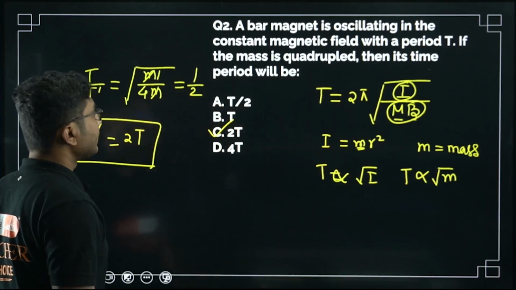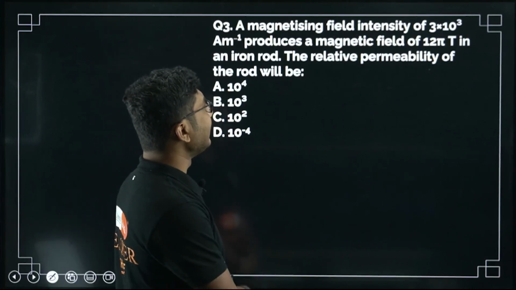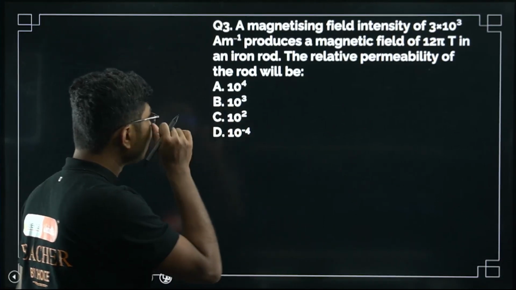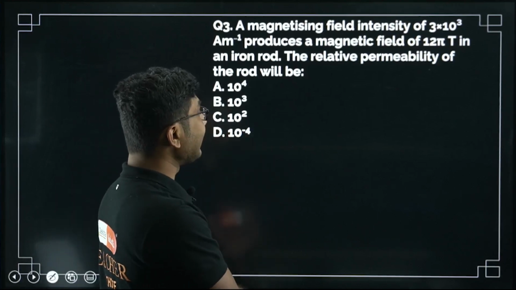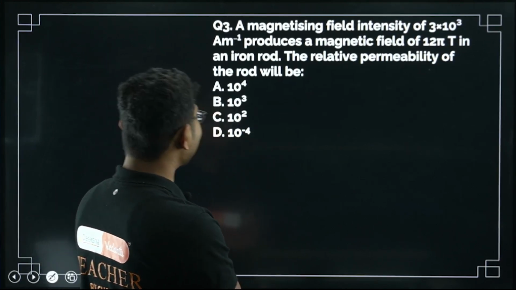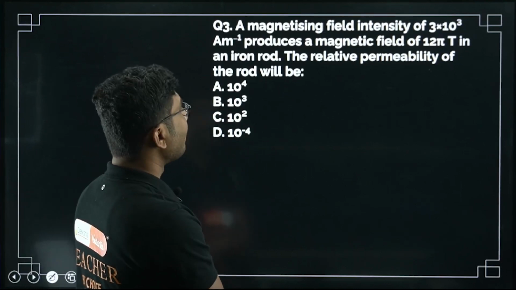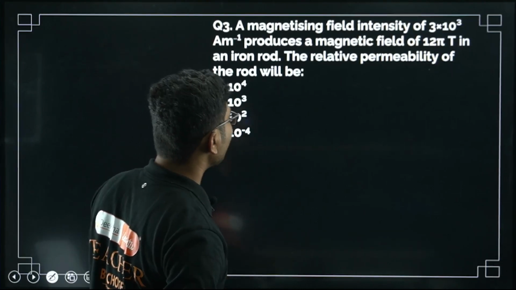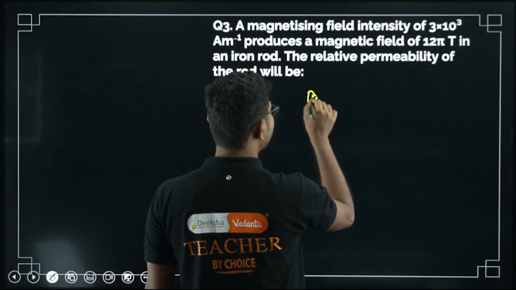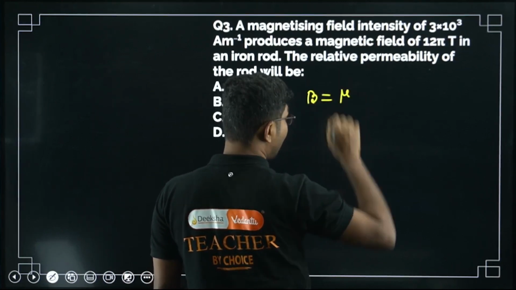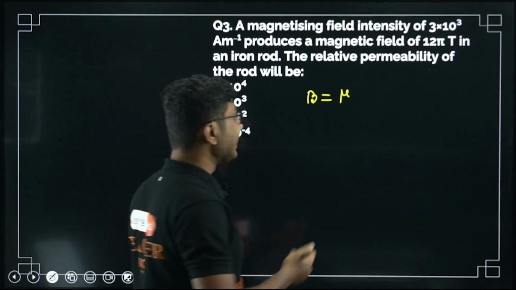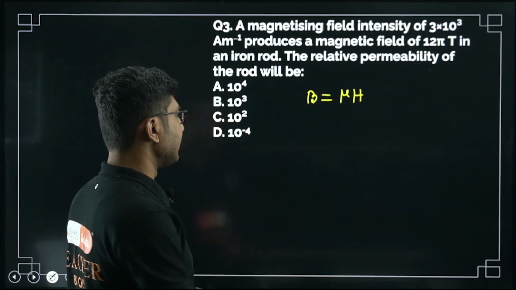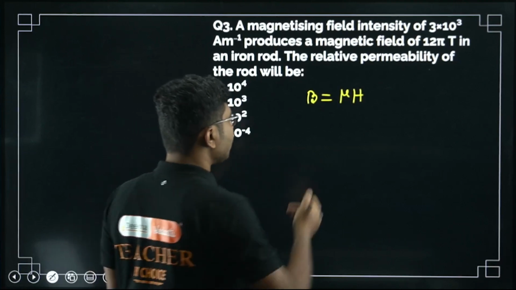Now, next question. A magnetic field intensity of 3 times 10 to the power of 3 ampere per meter produces a magnetic field of 12 pi Tesla in an iron rod. The relative permeability of the rod will be? Very interesting question. What we know is that magnetic field is given by the permeability of the medium times the magnetic field intensity, B equals mu H. So you have to remember this.